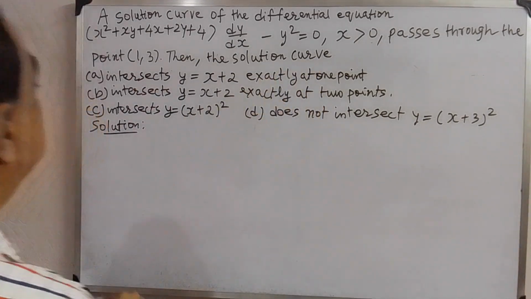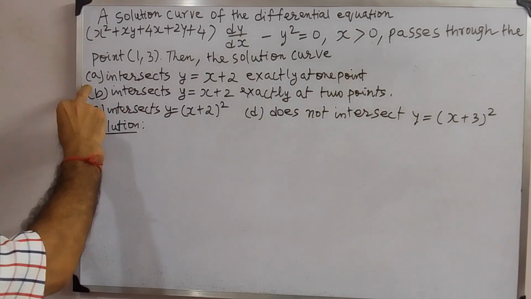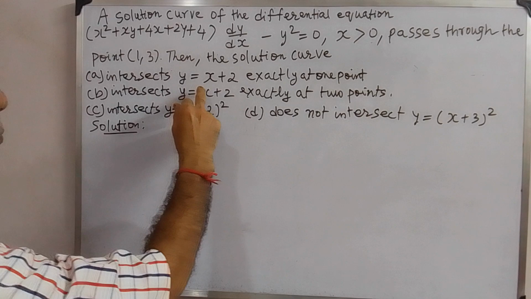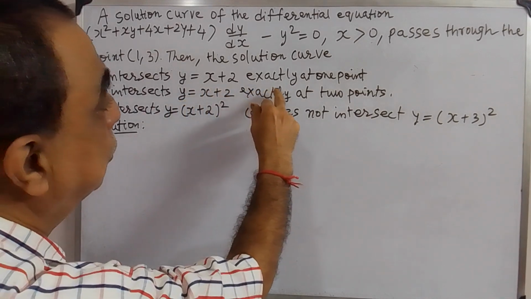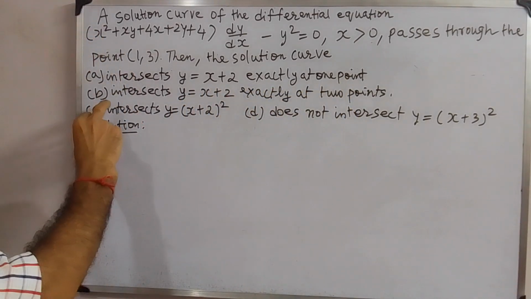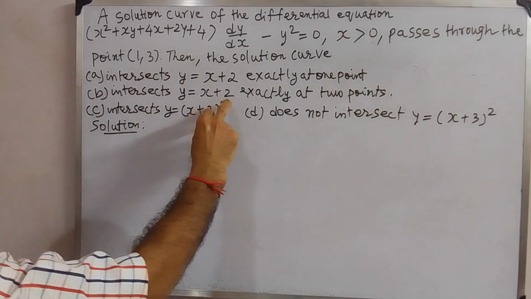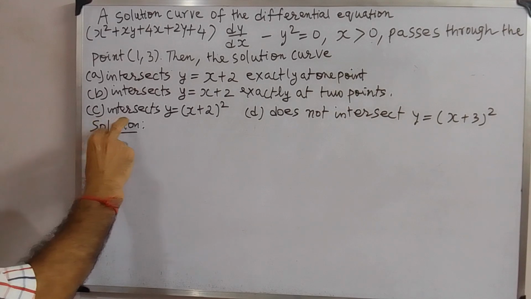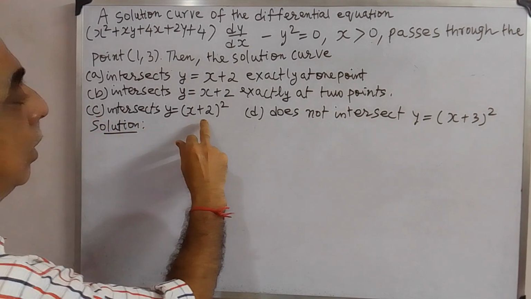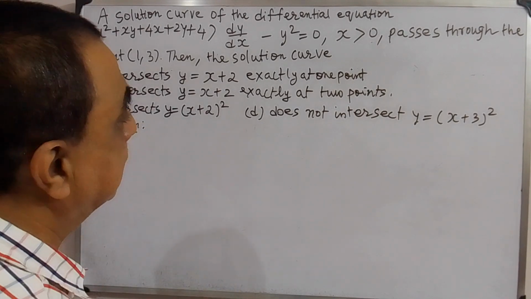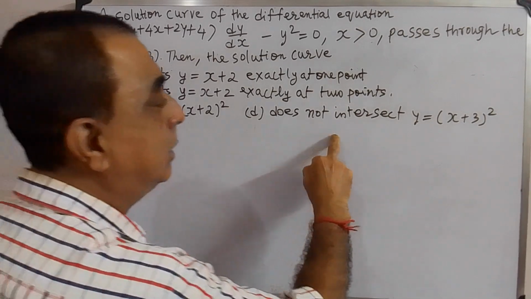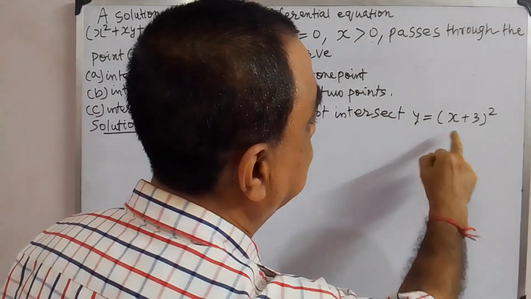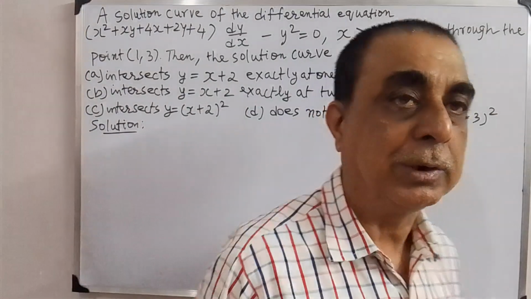Then the solution curve, given options are: A, intersects y equals x plus 2 exactly at one point. B, intersects y equals x plus 2 exactly at 2 points. C, intersects y equals x plus 2 whole square. And D, does not intersect y equals x plus 3 whole square.